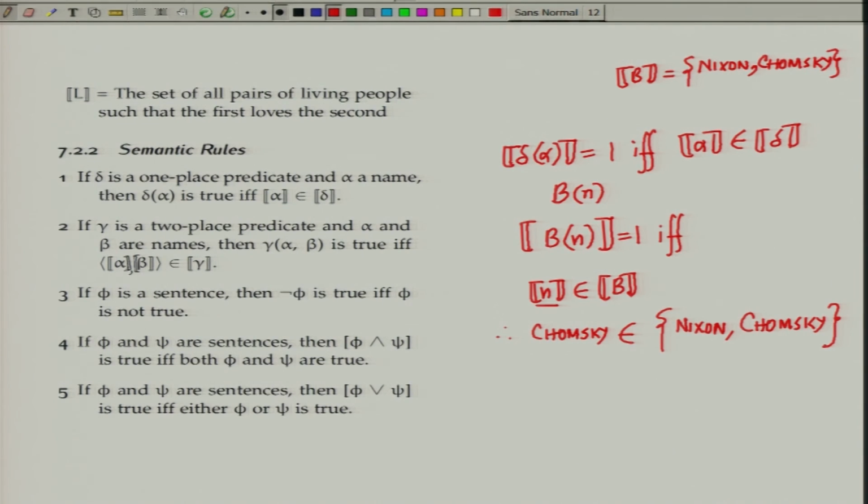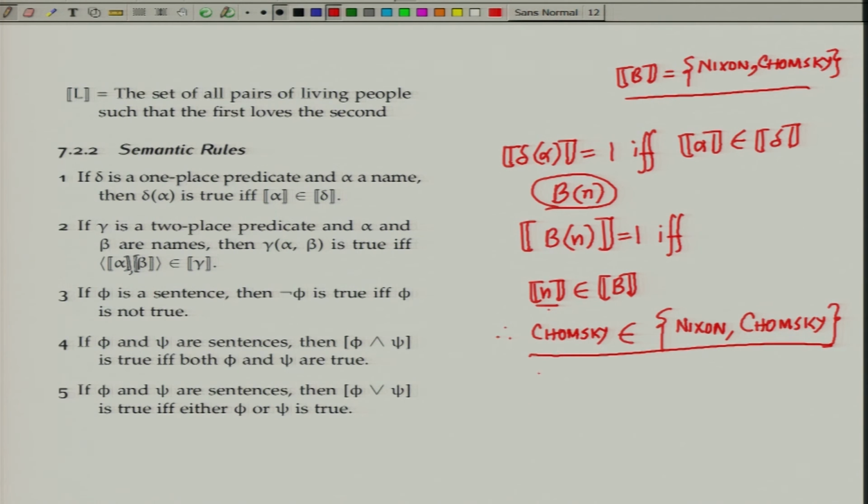Now, we can easily verify that the sentence B N is true with respect to the model we are talking about. In our model, this is the reference of B and this is the reference of N. If that is the case, then with respect to that model of ours, this is a true sentence.